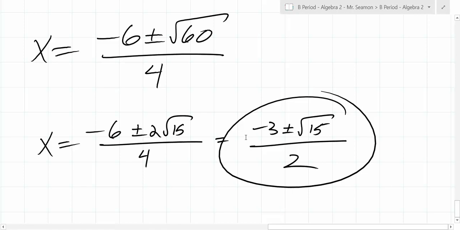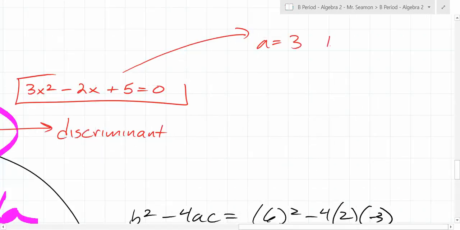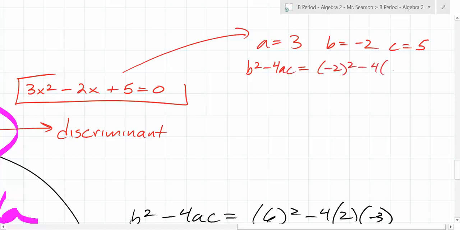Nate, yes? Did you get 2? 3. What's the b value? Negative 2. And c? And what did I say to find first? The discriminant, which is b squared minus 4ac. So it's going to be negative 2 squared minus 4 times 3 times 5. So what's negative 2 times negative 2? 4 minus what? I did 15 times negative 1. That's fine. So what is that? 60. So what's 4 minus 60? Negative 56.